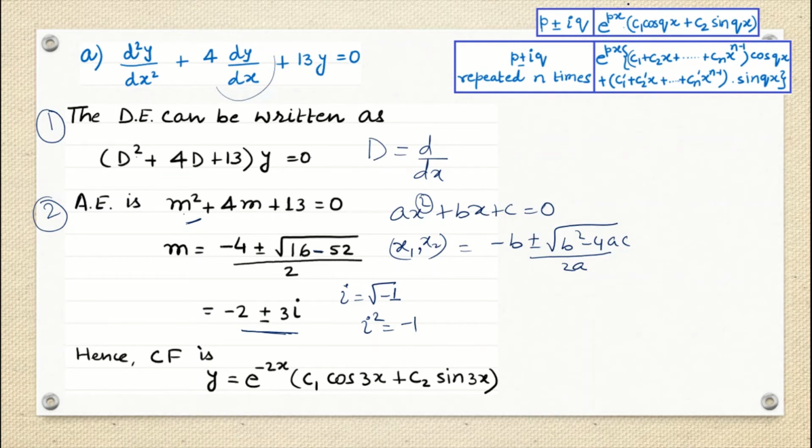That means we will write down the complementary function this way. It is e raised to px, where p is the real part, minus 2. So e raised to minus 2x, then c1 cos qx plus c2 sin qx. And what is my q? q is 3, correct? So we write c1 cos 3x plus c2 sin 3x. We are just replacing p as minus 2 and q as 3, and then we get this complementary function.